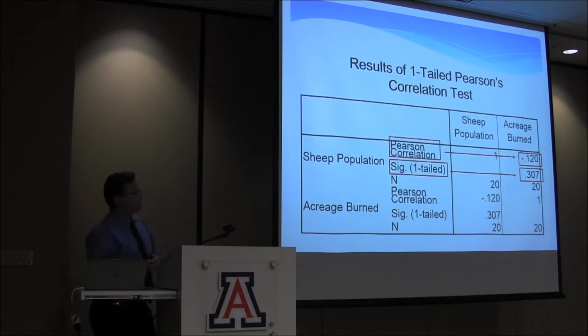The Pearson correlation is a weak correlation with a value of negative 0.120, and the significance, also known as the p-value, is 0.307. This indicates that there is not a strong enough correlation to do any further statistical analysis. So my statistical analysis stopped here.